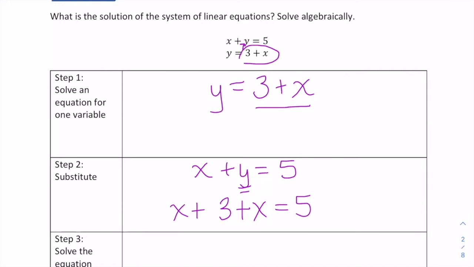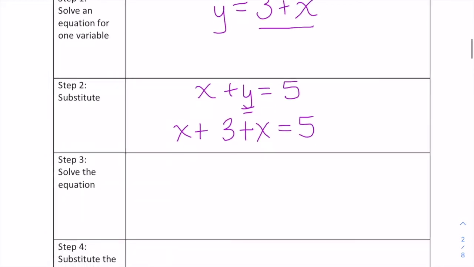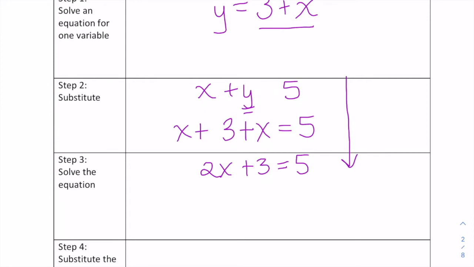So now we are using both of those equations, and we substituted the y value in the first equation. Now we're going to solve that equation, meaning we're going to say, what does x equal? Well, we can combine like terms. So we get 2x plus 3 equals 5. And notice I'm going down to show my work, and the equal signs are balanced, so you can see that equal sign is also going down, okay? All right, so let's solve for this one.